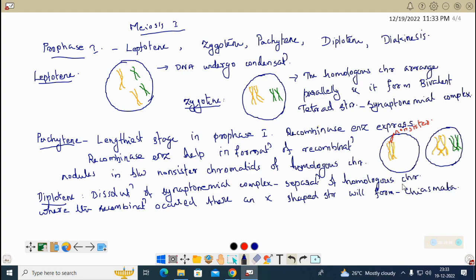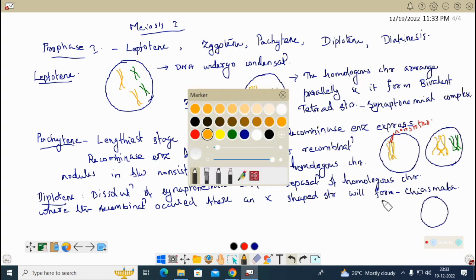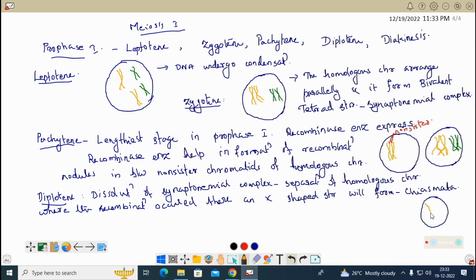If we are drawing that, we can just show it like this. This first homologous chromosome, I'm showing only one place where they are joined and staying; this one got separated like this. So you see here there is an X shape. This is the chiasmata. I am showing only one, but in green color we can also see the chromosome number 2 with the same thing. That is nothing but the diplotene stage.